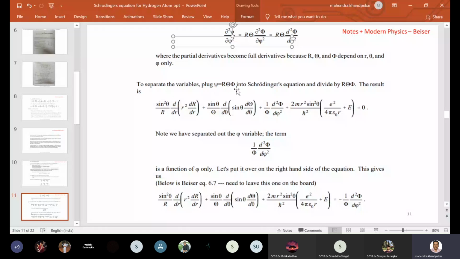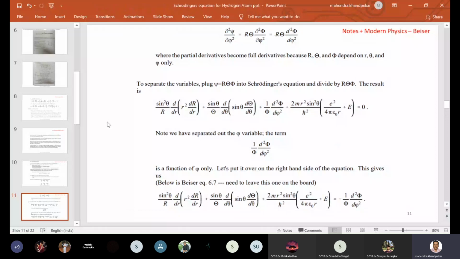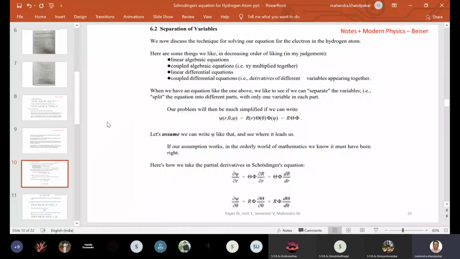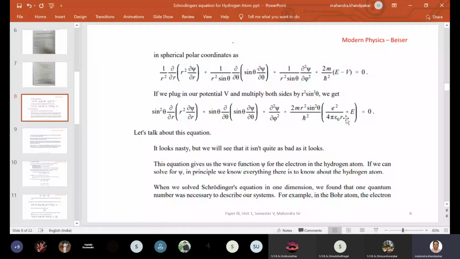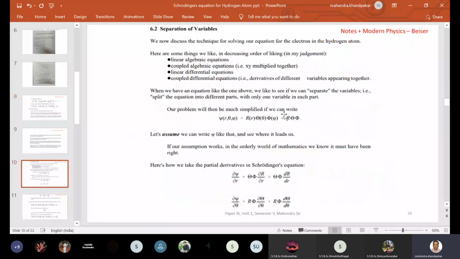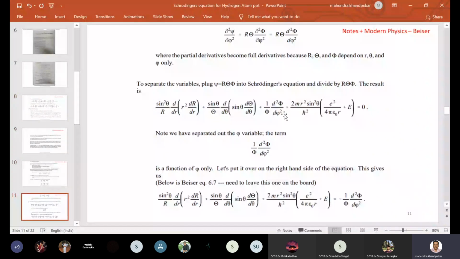Let us say psi is R, Theta, Phi, put it into Schrodinger's equation and divide by R, Theta, Phi. Now what we are doing, the equation we have taken here, we are going to divide it by R, Theta and Phi, because now we define it like this. So if you divide it by R, Theta and Phi, now you start looking.